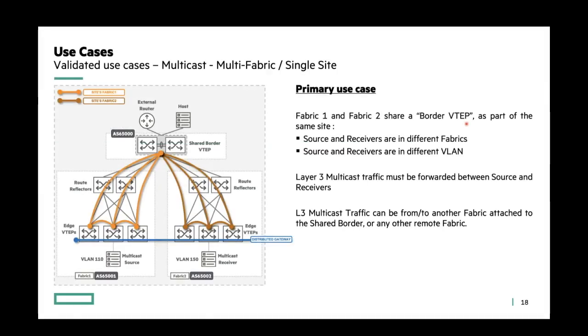Now, let's see the layer 3 multicast use case. The use case for multicast traffic is pretty obvious. The main goal of this new capability is to support layer 3 multicast traffic across multiple fabrics attached to the same shared border, but also to remote fabrics. The sources and the receivers are located in 2 different fabrics, but also in 2 different VLANs. We'll also use the distributed gateway at the edge level in order to handle the routing capabilities. And it is important, we'll see that in the next coming slide.